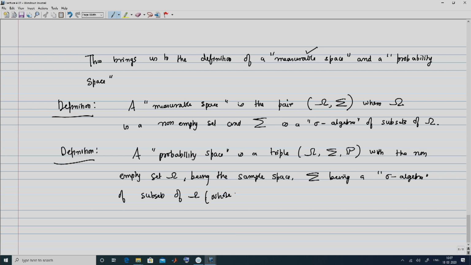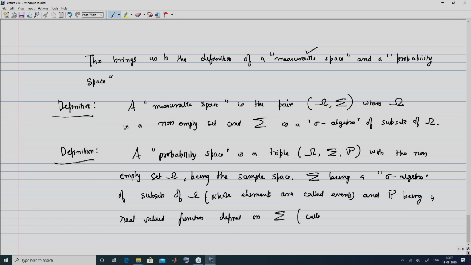whose elements are called events, and P being a real valued function defined on sigma and called a probability measure. So, basically the probability space is this triple omega, sigma, P, where omega is the sample space, sigma is a sigma algebra and P is a probability measure.